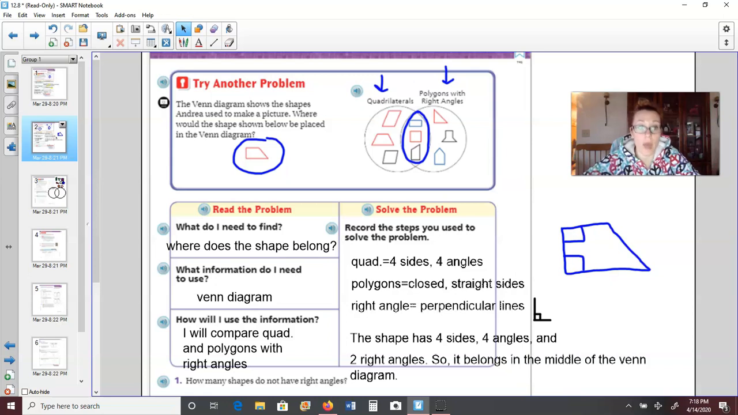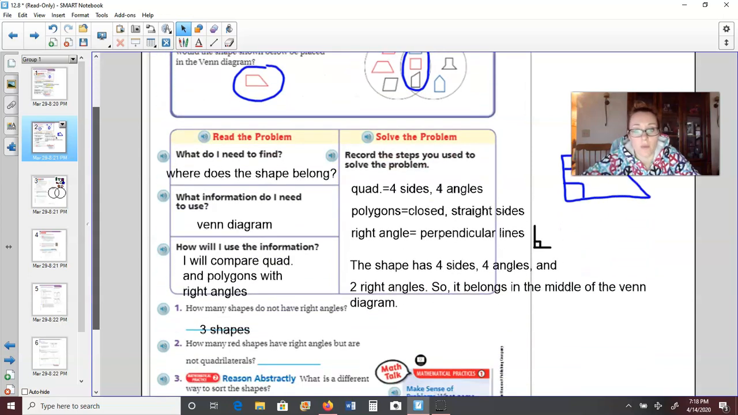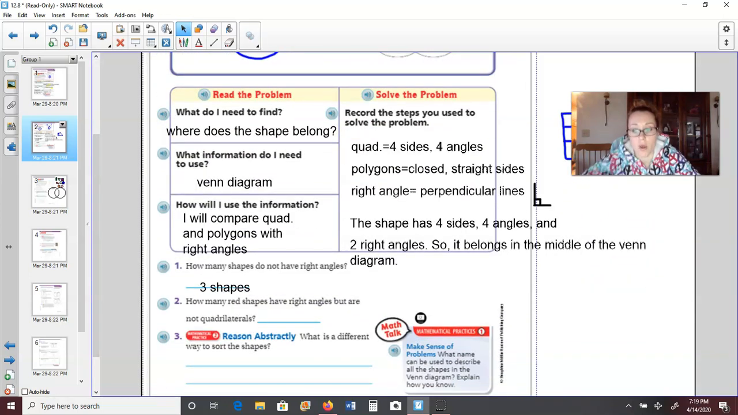How many red shapes, so we're specifically looking for red, have right angles but are not quadrilaterals? So that means we are looking only on the right-hand side of our Venn diagram, just at the polygons with right angles. And out of the 3 that I see, only that top triangle is a polygon with a right angle. So 1 shape. Okay, there's 1 red shape.